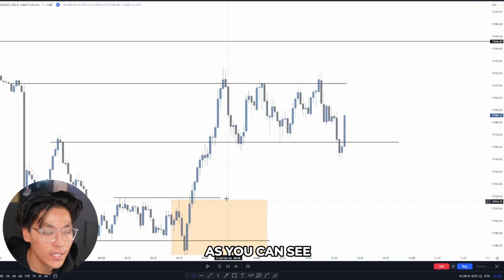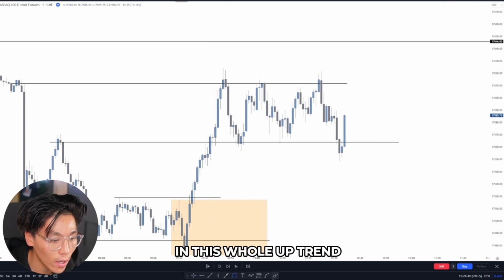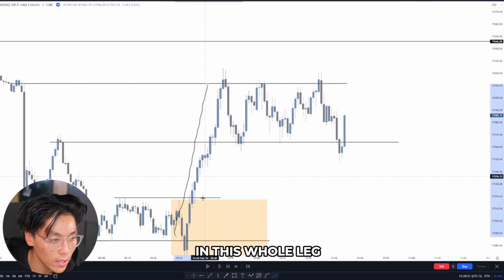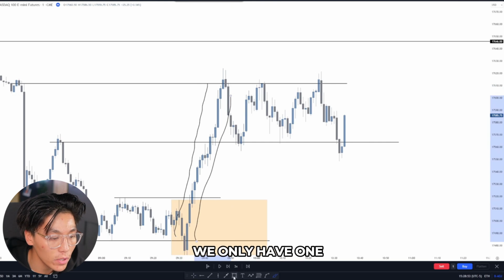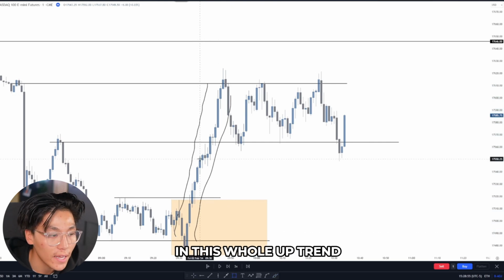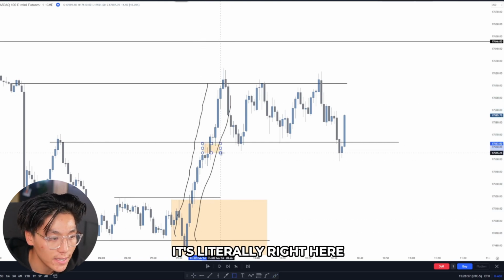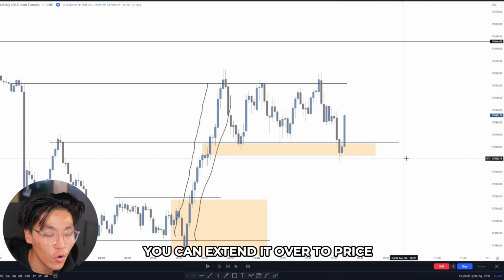Right here, as you can see, in this whole uptrend, in this whole leg on the way up, we only have one down close candle. And where is it? It's literally right here. So this is your down close candle. You can extend it over to price.